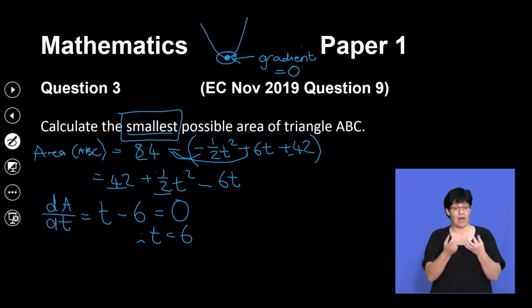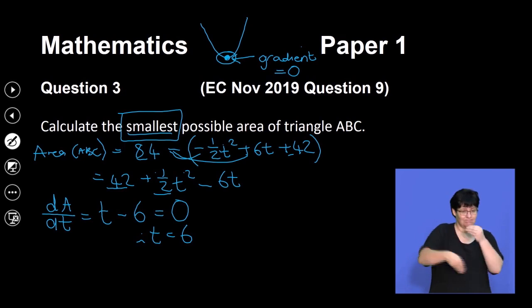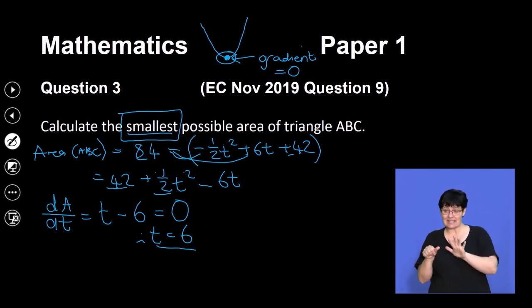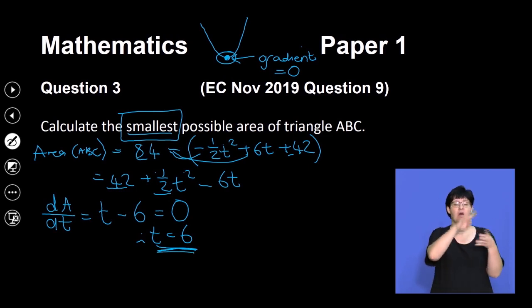Okay, so now we've solved for the value of t that gives us the smallest area. We now have to go ahead and actually calculate that area. And all that involves is substituting that value of t into the formula for my area, which is that.